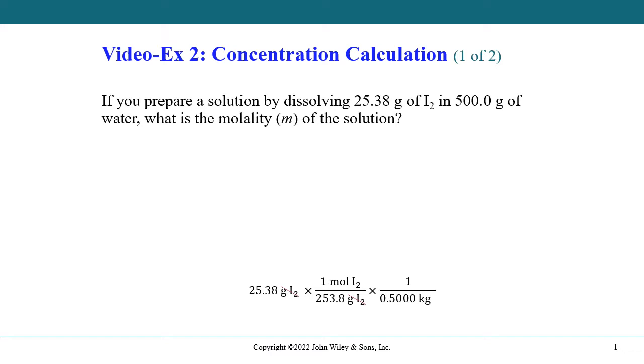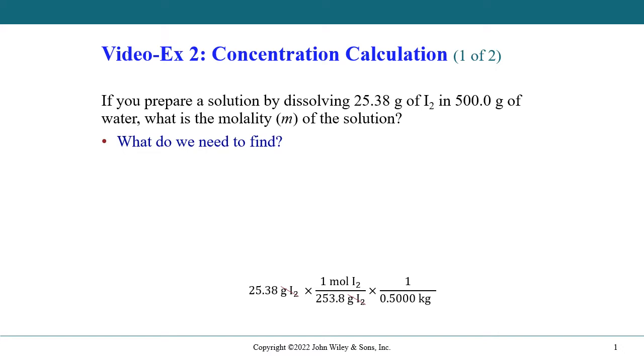Okay, so here we're going to work with different concentrations. The first part of this problem asks us to calculate the molality of a solution. It's not molarity, which is mole per liter. It's molality, which has a special definition. Okay. What are we given?